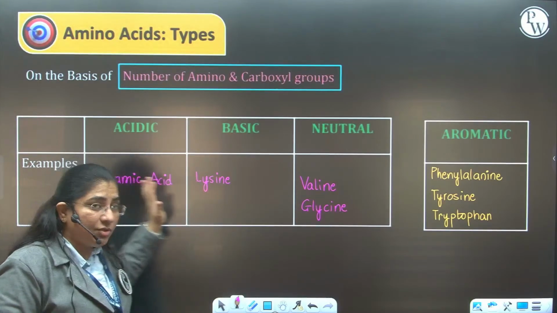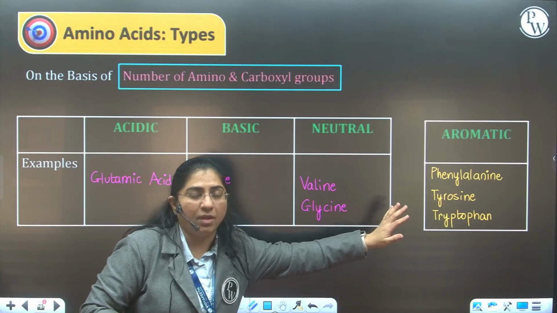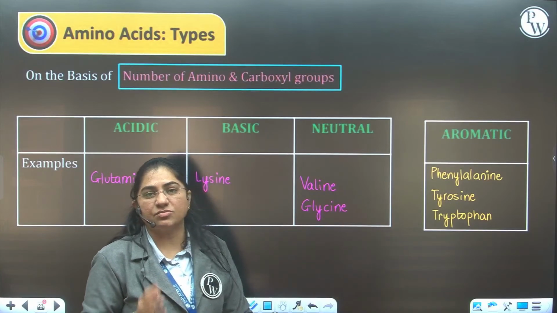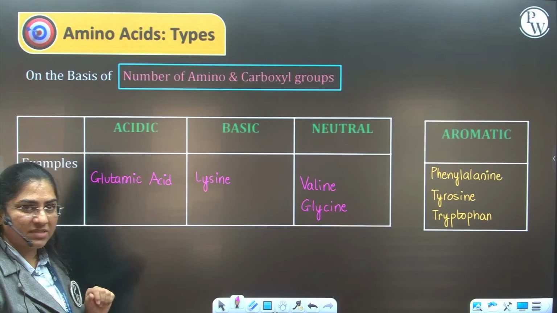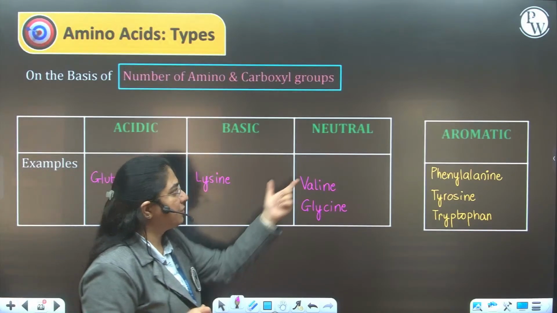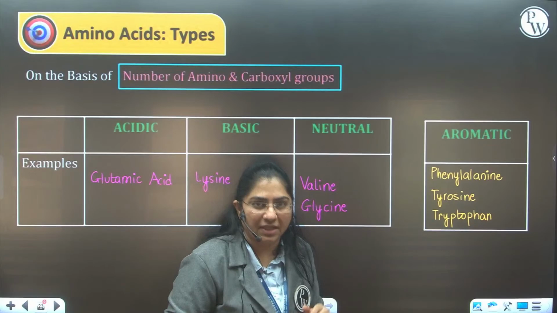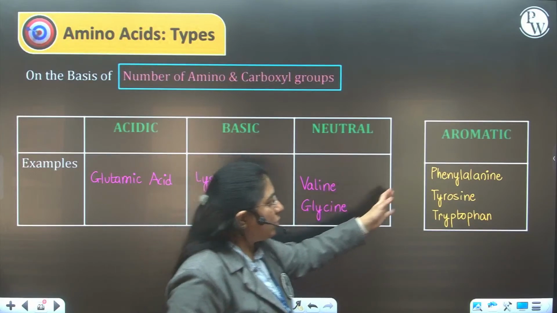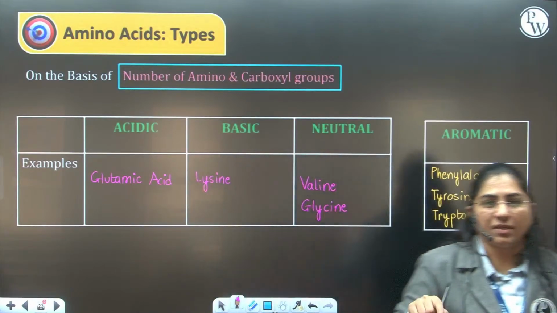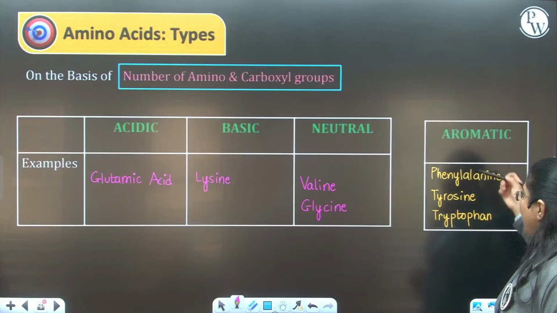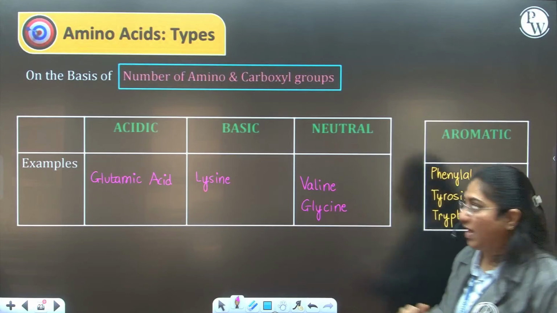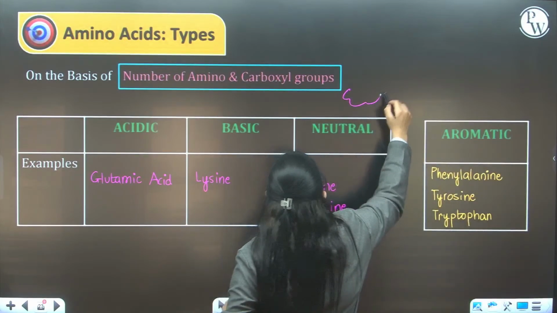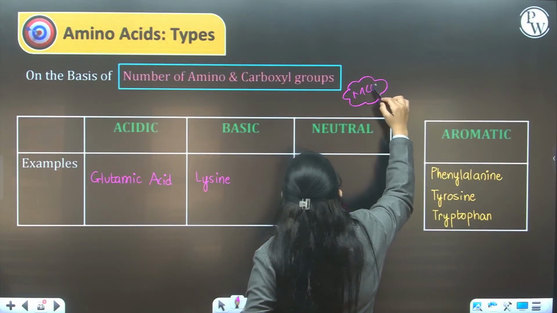There will be innumerable examples which will come here. However, we stick to the ones which are given in the NCERT. Acidic amino acid example is glutamic acid, basic is lysine, neutral is valine and glycine. We can also replace the R with an aromatic group, and we have examples such as phenylalanine, tyrosine and tryptophan. Now this can also come as our MCQ.